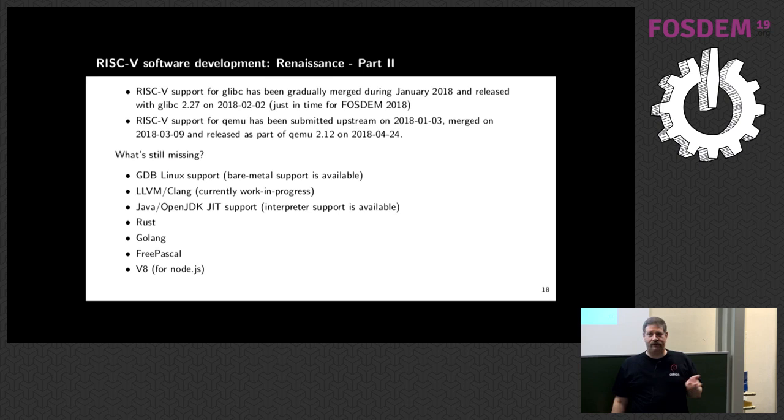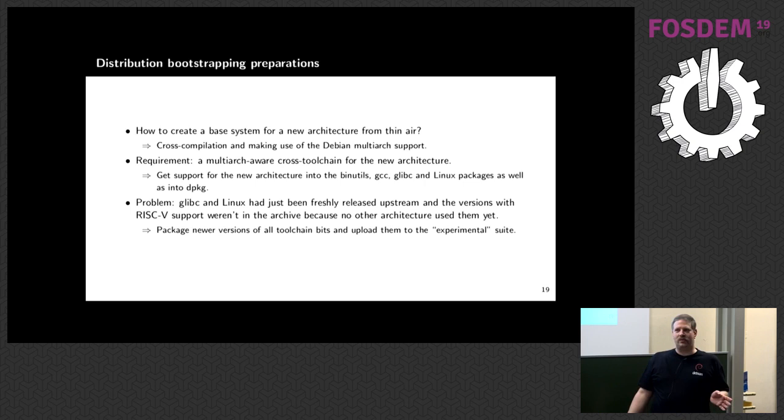So now we have compilers, we have binutils, we can build code, we can build packages. But we are starting from scratch. We have nothing for the RISC-V architecture. So how do I get a distribution from thin air where I have nothing? Well, I need a cross-compiler. So I run a compiler on a PC but generate code for RISC-V and make use of the Debian multi-architecture support, which allows us to have code for multiple architectures within one root file system. So I can gradually generate packages for a new architecture.